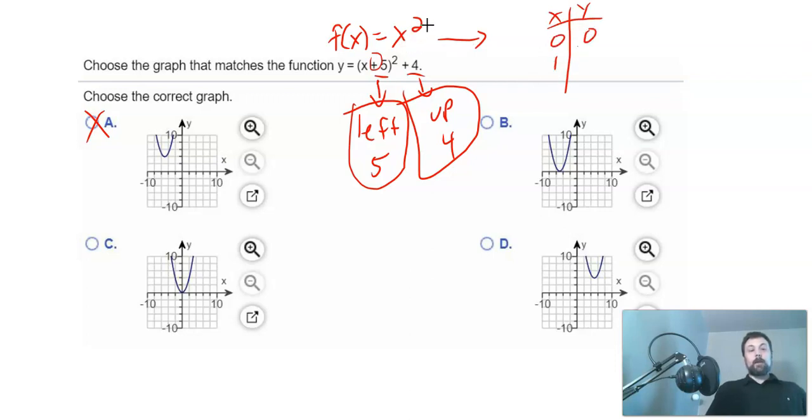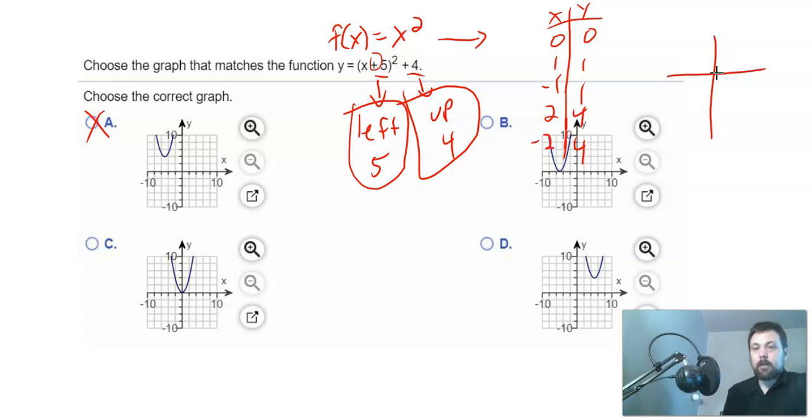If you plug in 1 for x, you get 1 squared, which is 1 for y. If you plug in negative 1 for x, you get negative 1 squared, which gives you positive 1. And then if you plug in 2, you get 2 squared, which is 4 for y. And then negative 2 also gives you positive 4. That's for the basic function, right? And it's going to look something like this: 0, 0, 1, 1, 2, and then 4. You get the idea.